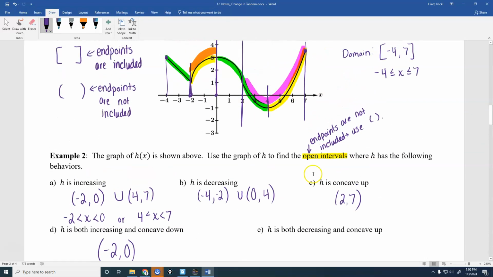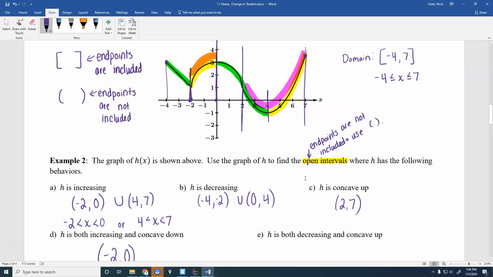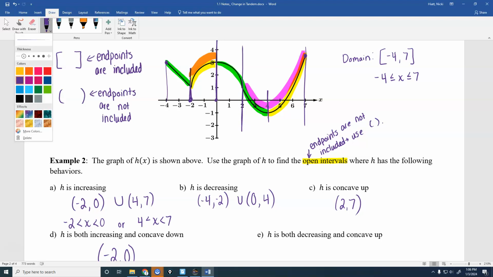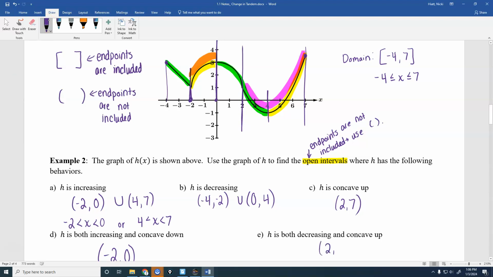And then we got decreasing and concave up. So who thinks they've got that one? Decreasing and concave up. Lucas? 2 to 4. 2 to 4. Your graph is decreasing, but it's curved up. Okay, questions on those?